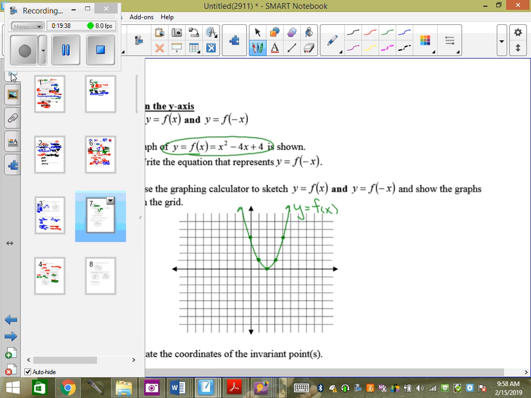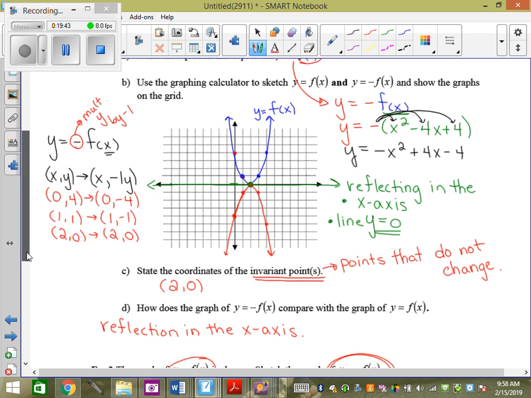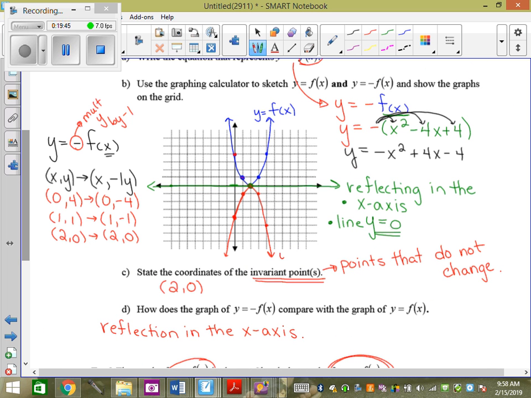Sorry, go back for a second. I didn't label this one. This red graph should be labeled y equals -f of x. You need to label your graphs. It should be labeled y equals f of x. Wow, that's a really bad. This is supposed to be here.